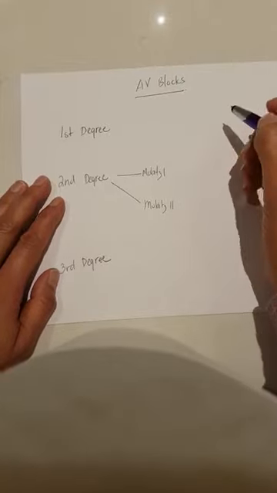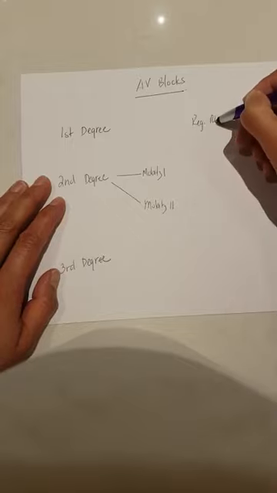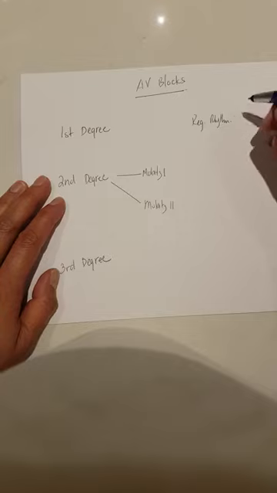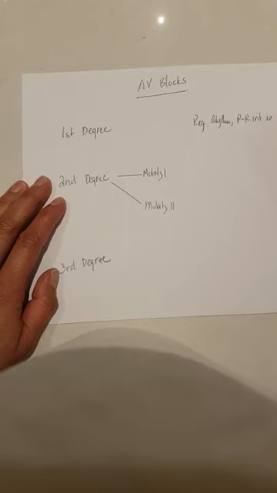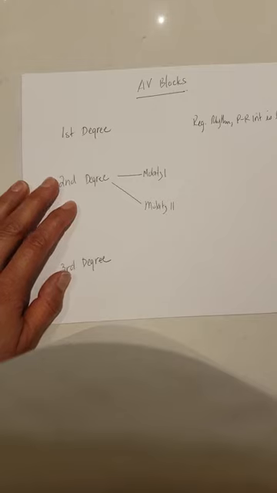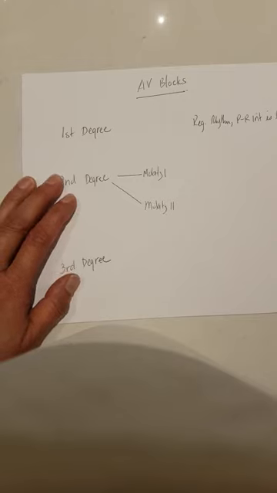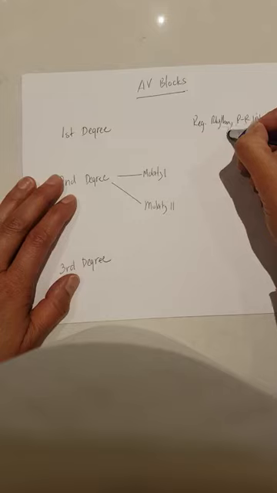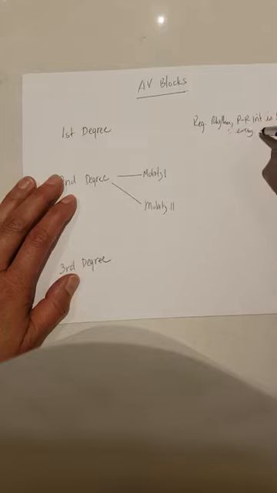So the first degree AV block, this looks like a regular rhythm. Characteristically, the PR interval is long, and also the P wave to QRS ratio is 1:1. Therefore, every P wave has a QRS complex.